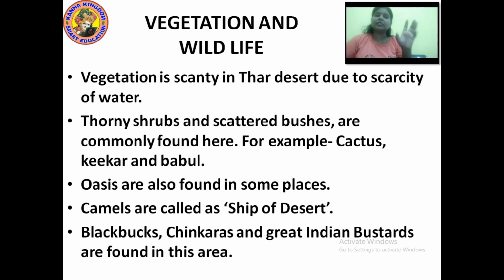So what is the vegetation? Vegetation in the Thar desert is very less. Why? Because there is no water. Now, some thorny bushes and scattered shrubs are found, like cactus, kikar and babool. At some places oases are also found.